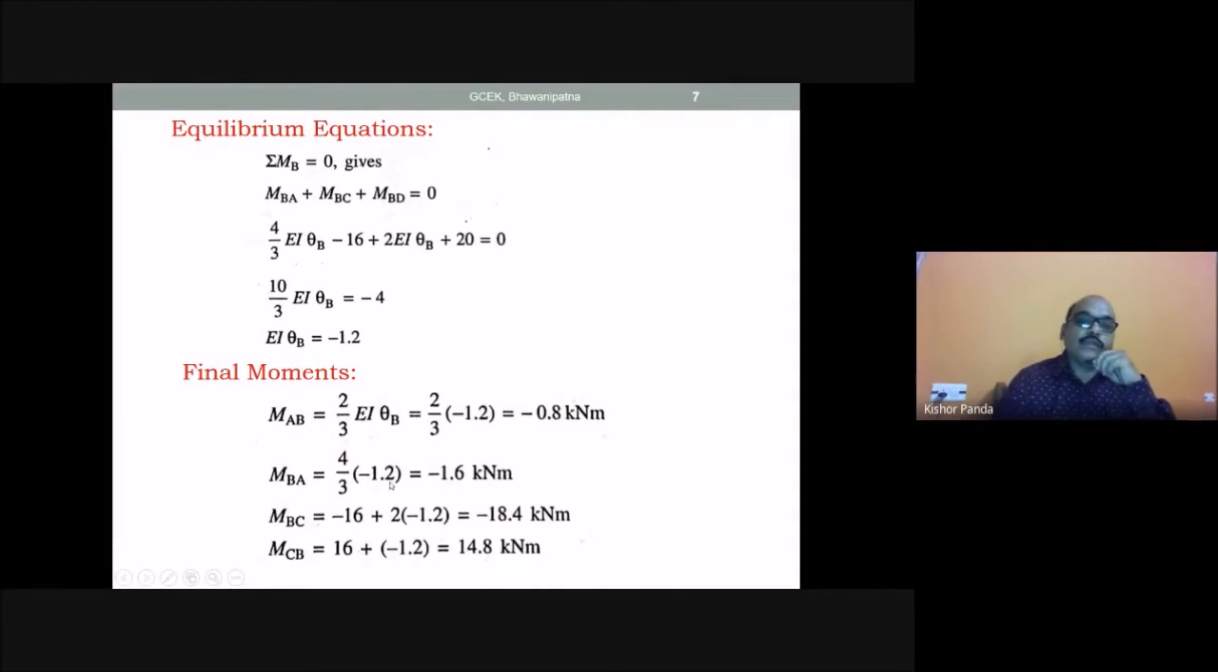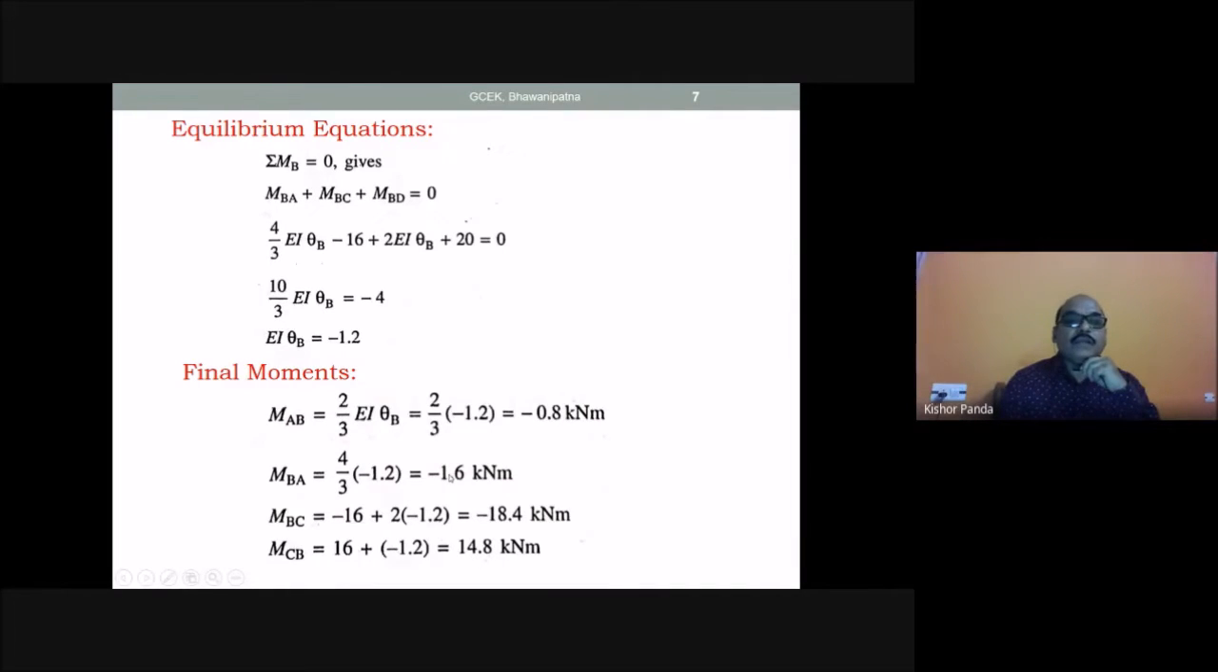Then MPa is equal to 4 by 3 minus 1.2. This is minus 1.6 kilonewton meter. Then MBC is equal to minus 16, and after putting this one, minus 18.4 kilonewton meter. Then MCB is equal to this one, 14.8 kilonewton meter. So this is your final moment.